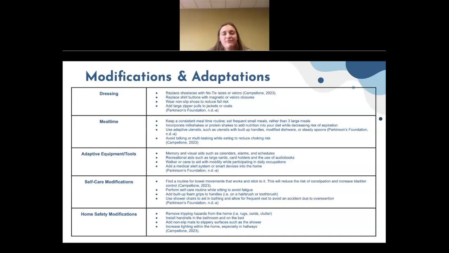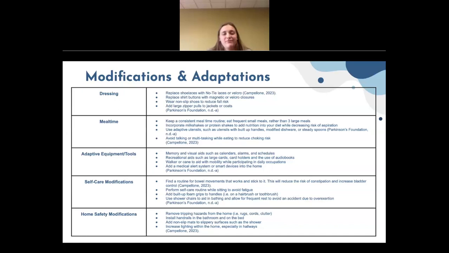Performing self-care routines while sitting, so this includes in the shower as well as brushing teeth, doing your makeup, doing your hair, and that's just going to reduce fatigue. Once again, adding built-up foam grips to handles to make it easier to control with the tremors. And then using a shower chair aids in bathing and allows for frequent rest breaks, as well as reducing the risk of falls in the shower since that's a naturally slippery area.